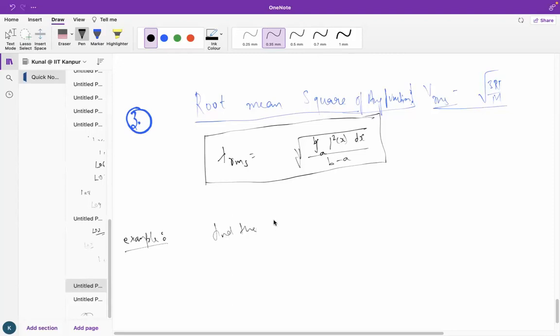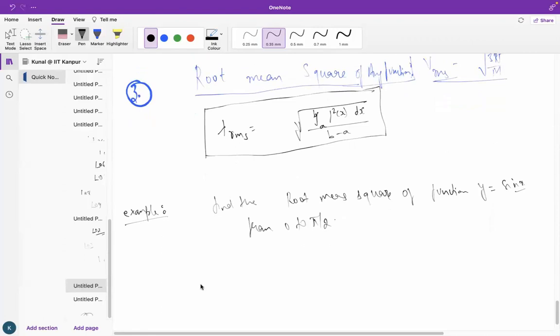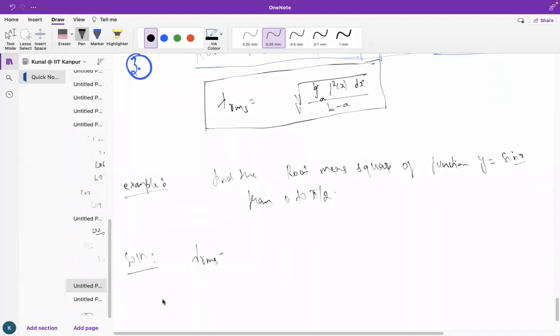Find the root mean square of the function y equal to sin x from 0 to pi/2, right? So you have to find its root mean square value. So what is our lambda RMS? Try to solve it. My suggestion is to pause the video, try to solve it on your own, and then try to match it.